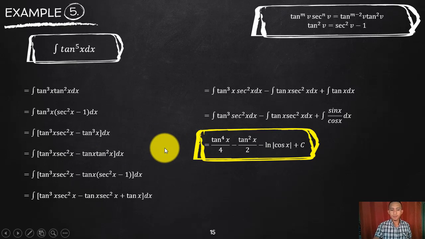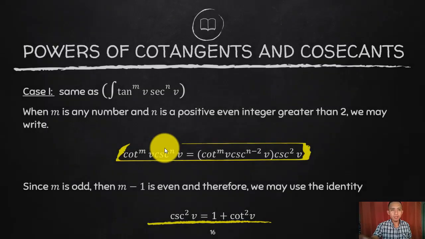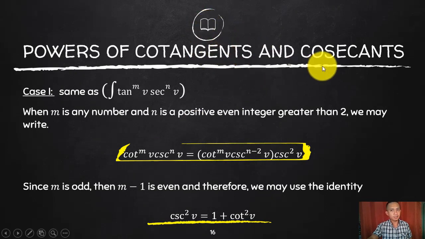But, okay, if you try to open other books, we have what we call the powers of cotangents and cosecants. But actually, your cotangent and cosecant are almost the same as tangent and secant. So your case 1 is the same as your tangent and secant. Why? Because if your cosecant has an exponent of positive even integer, what you will be doing is just like in your tangent secant, you will bring out that cosecant squared. Why? That is a differential of cotangent. So change everything into cotangent using this identity.